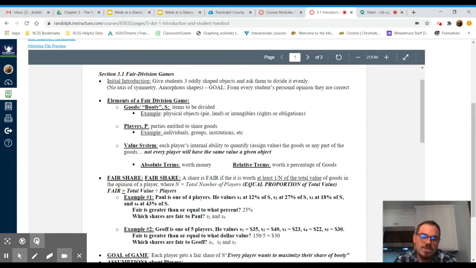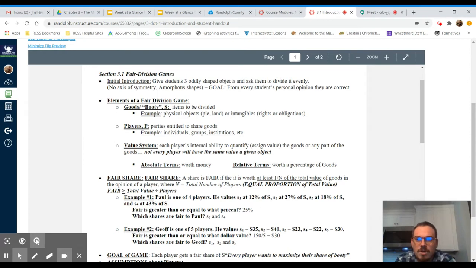Now, that initial introduction at the top is like if I was to give everybody out here three oddly shaped objects and ask you to divide it evenly, what you'll notice is it's not going to have an axis of symmetry. These shapes aren't even, right? There's no way for you to actually divide this evenly. But you're going to do really the best that you can, and what you're going to understand is that every opinion you have, even though some of you may not think so, they're all going to be correct here.